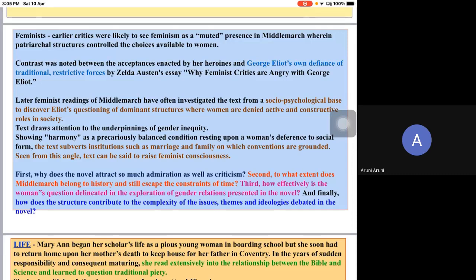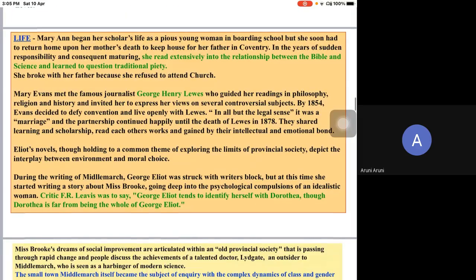Firstly, why does the novel attract so much admiration as well as criticism? Secondly, to what extent does Middlemarch belong to history and still escape the constraints of time? Thirdly, how effectively is the woman's question delineated in the exploration of gender relations presented in the novel? And finally, how does the structure contribute to the complexity of the issues, themes, and ideologies debated in the novel? So let's go ahead and read more about this. Let's first begin with her life now.